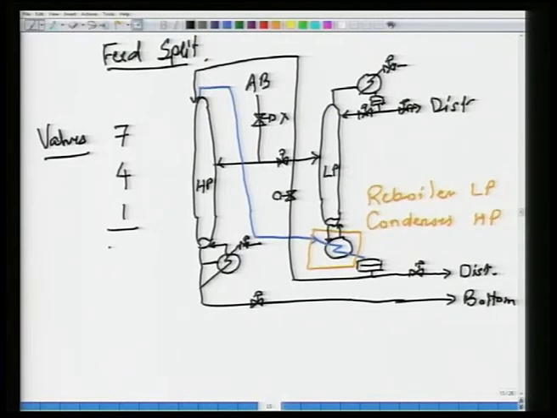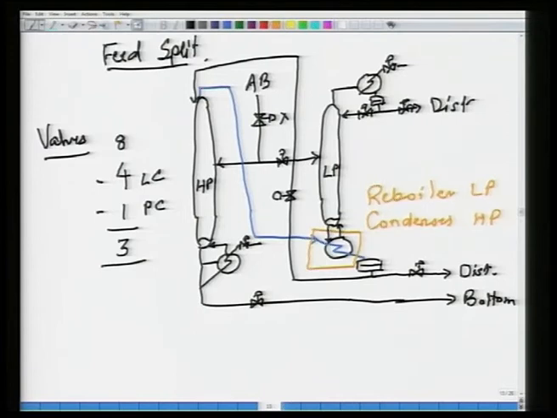Well, I thought the degrees of freedom should come out to be 3. 1, 2, okay. 1, 2, 3, 4, 5, 6, 7, 8, 9, of which the feed is not included. So, this should be 8. Now, that makes sense. Okay. So, total number of valves is 8, 4 levels need to be controlled, 1 pressure needs to be controlled. So, that leaves 3 things that the operator can adjust in order to get the kind of separation that he wants.